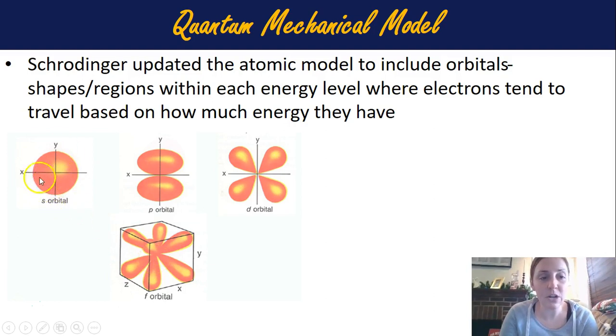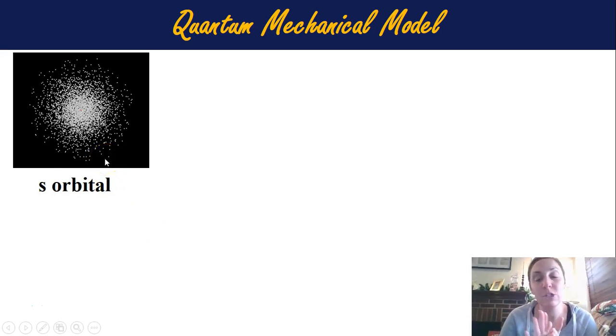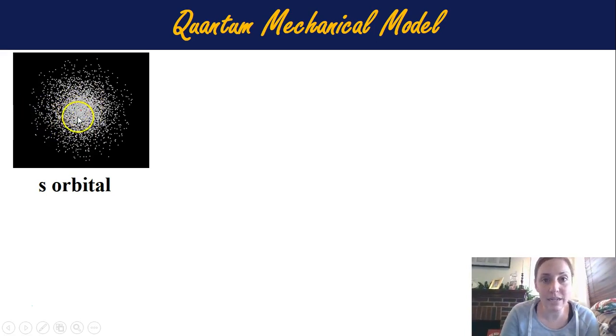So you've got a sphere for the S, kind of like a dumbbell or a figure 8 for P, a clover, 4-leaf clover for D, and then F looks like a big old mess. So let's see how he came up with this. If you tracked an electron, we have one specific electron, and this electron is in the s orbital. So if you continuously took pictures of that electron, notice it's mostly in the center, but it also goes out here a bit. It wants to be closer to the center, because that's the nucleus.